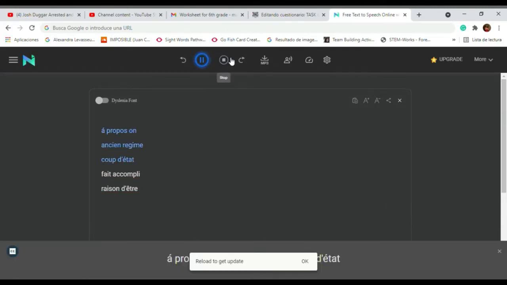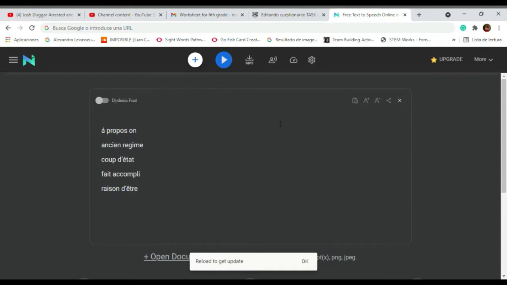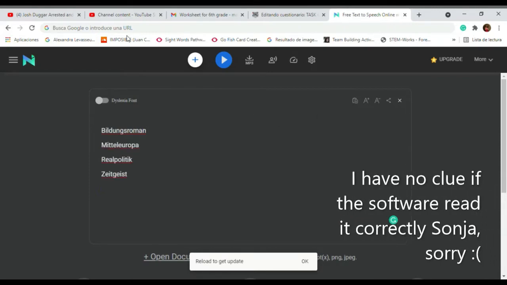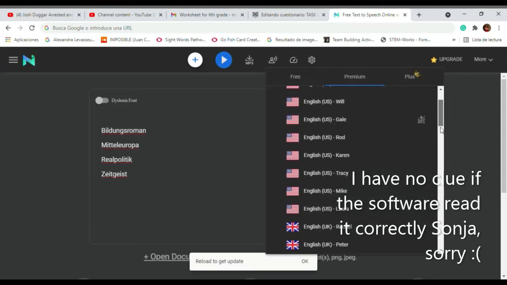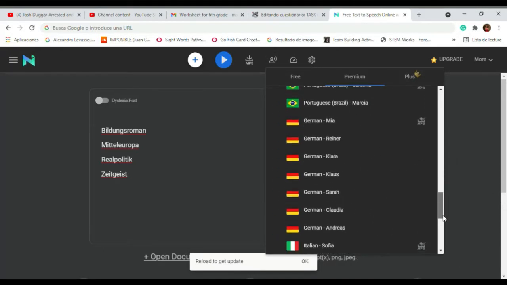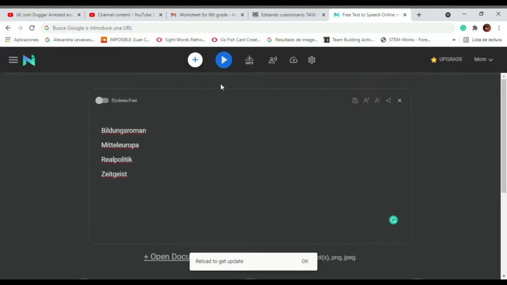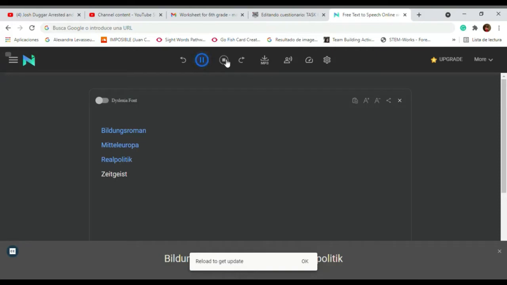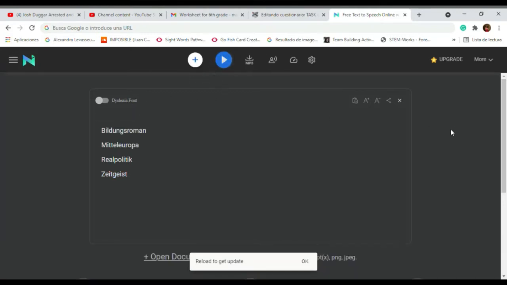À propos, Ancien Régime, coup d'État. Fait accompli, raison d'être, point. And okay, these are the German words you may find in academic texts. Bildungsroman, Mitteleuropa, Realpolitik. Zeitgeist. Okay, I cheated, I know.